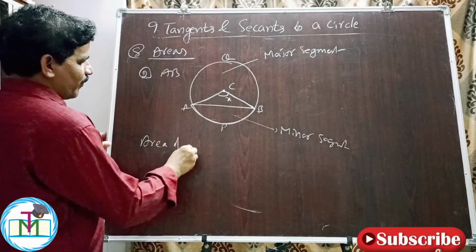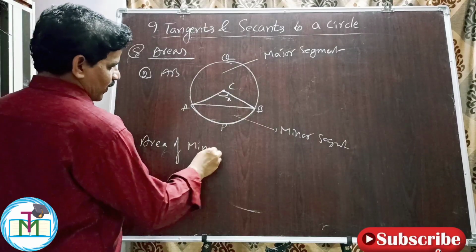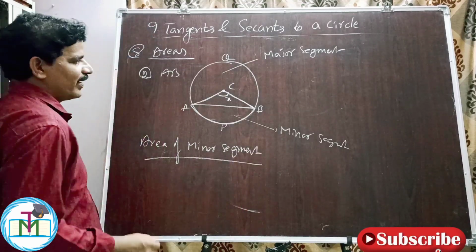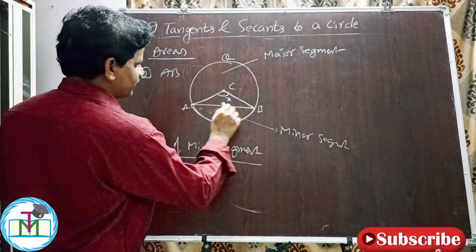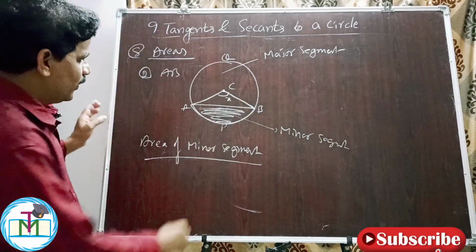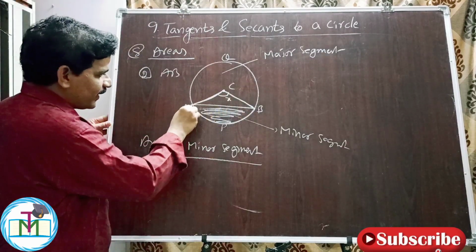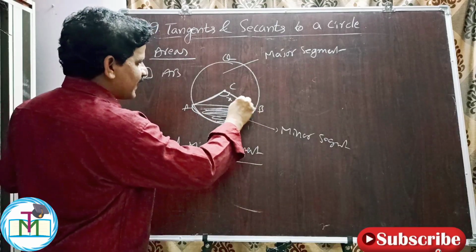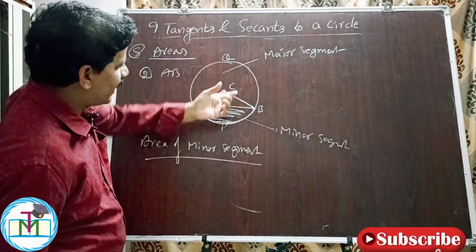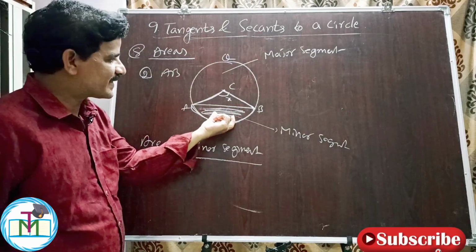Area of minor segment is given by, meaning I want this area. See here, this is a sector area, ACPB is a sector area. Minus, if I remove this triangle area, I will get the area of the minor segment.